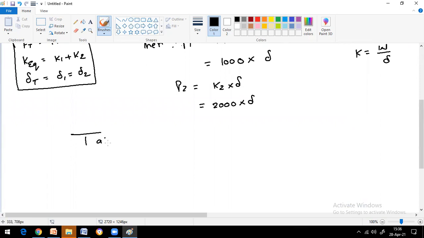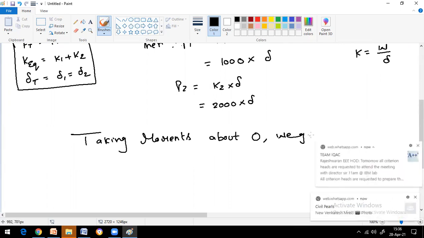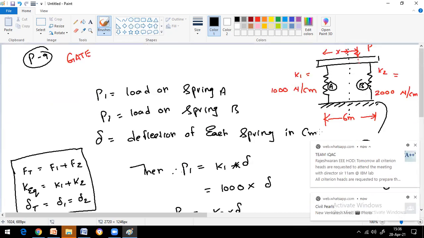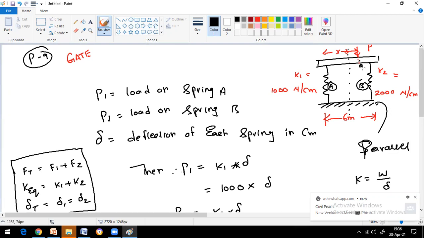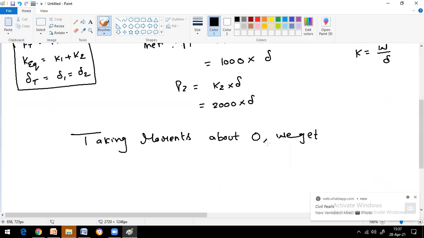Now what happens? You have to take moments about O. So this point I consider as O. Why do you take moments? As the load is an eccentric load. Because the load is not symmetrical. The load is not acting at the center of the whole unit. The load is acting with some eccentricity. Therefore, you have to take moments about O.